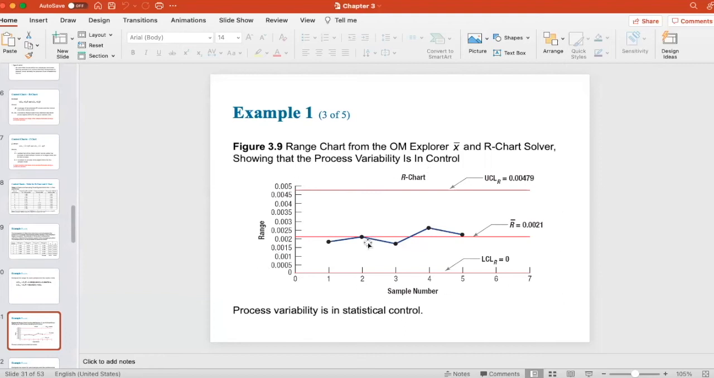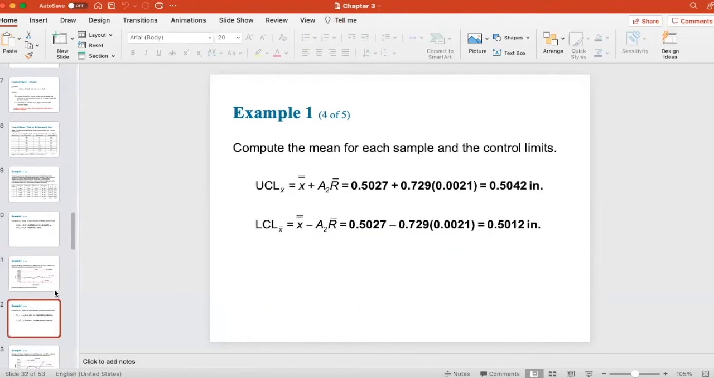And you see this is still in control, because you cannot see a very clear trend during this process, and all of the data is between the upper control limit and lower control limit. That's why we say process variability is in statistical control. Now, if we go to the X bar chart, I already went through the mathematical detail of how we calculate UCL and LCL for the X bar chart, so here I just list the expression. You will see that UCL is 0.5042 and LCL is 0.5012.